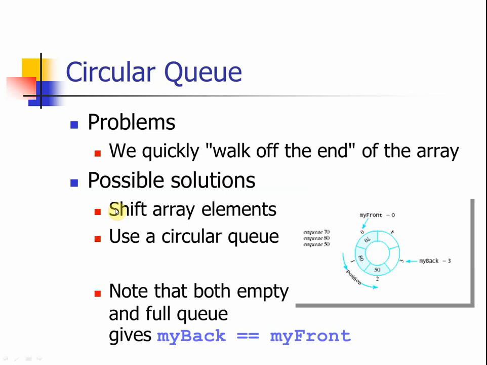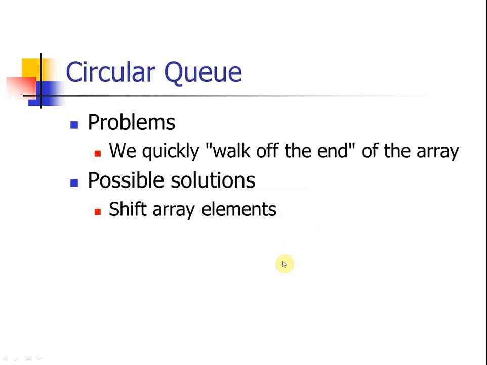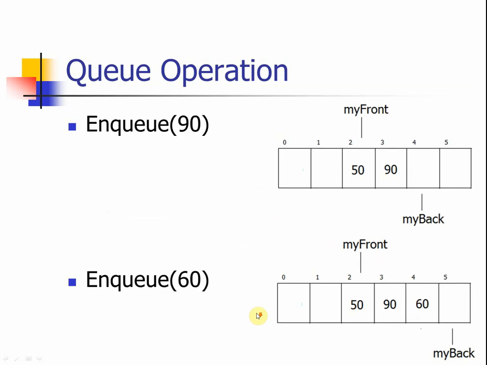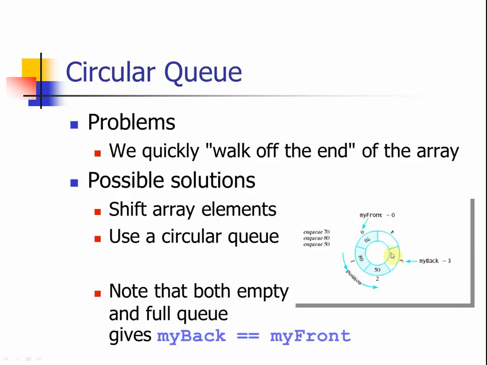Instead of thinking of the array as one direction, we can make the ends link together, so that after we use the space at the end, the next element that we want to insert goes all the way back to the beginning, and then we continue doing the operation. So it forms the idea of what we call a circular queue.